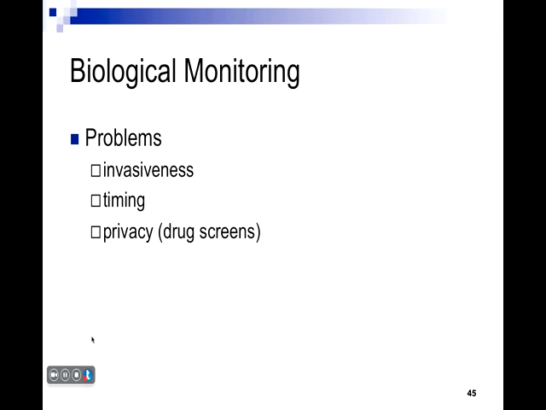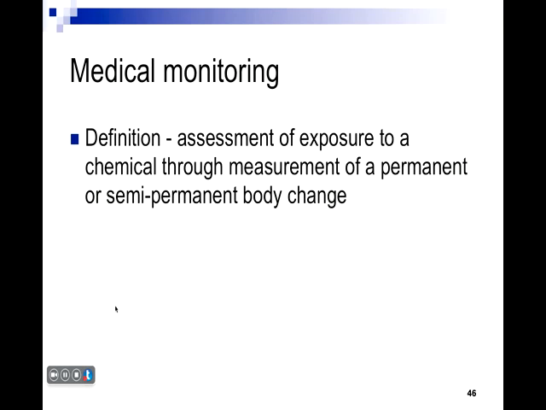And then there's privacy issues. If you are giving a blood sample or a urine sample to look for a specific chemical, it could pick up other chemicals, and so this has to be handled very carefully to make sure that the information that's obtained from the test is used properly.